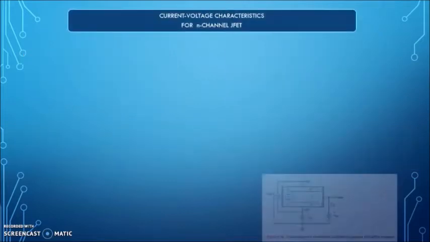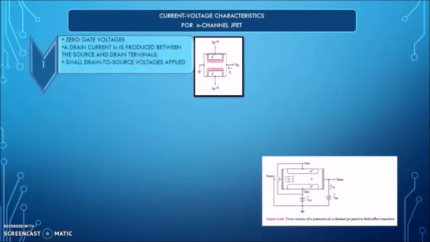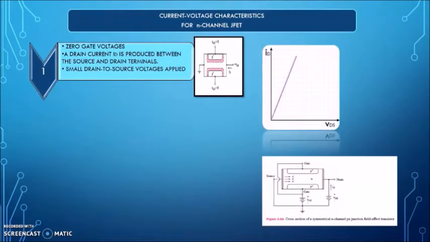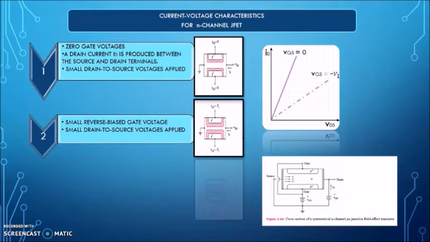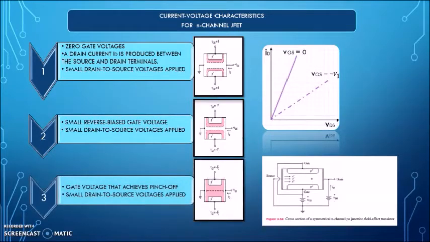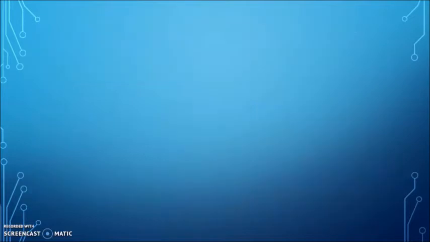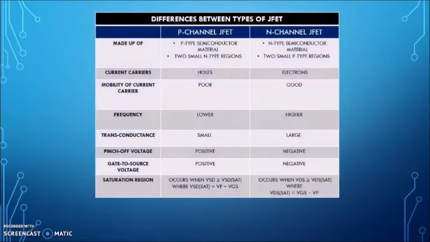Let's take a look at the current voltage characteristics for N-channel FET first. Based on the figure of the N-channel FET's cross-section, when the gate voltage is 0 with small VDS applied, the slope will increase linearly. The second figure shows the condition where there is a small reverse biased gate voltage. Last but not least, the third figure shows the device condition as the gate voltage achieves pinch-off. The VDS has little or no effect on the slope. This table shows the differences between P-channel FET and N-channel FET.